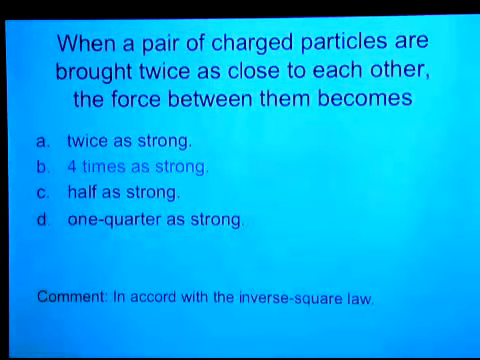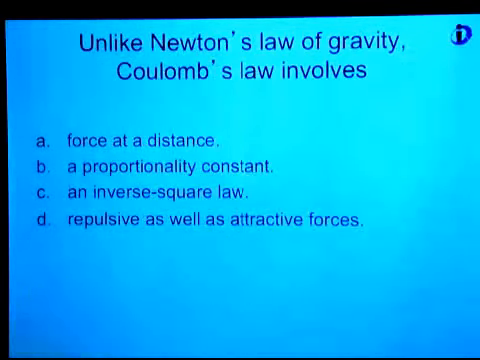And if you move them to be 4 times farther apart, what happens to the force? 4 times farther apart. 16. They increase the distance by a factor of 4, so the force goes down by a factor of 4 squared. 4 squared is 16. So the force decreases by a factor of 16 if you get it farther apart by a factor of 4. And I think I had one more I wanted to do.